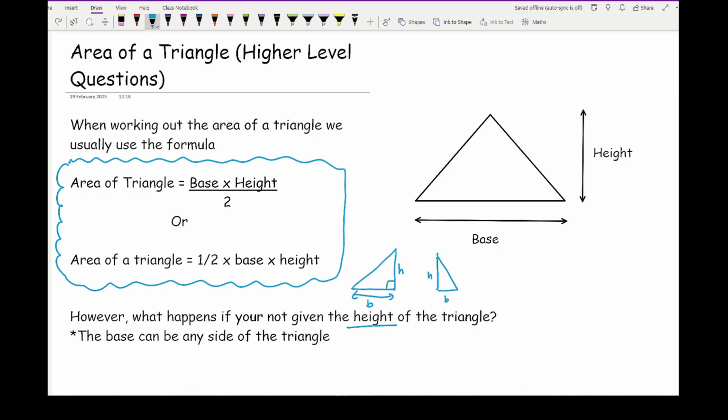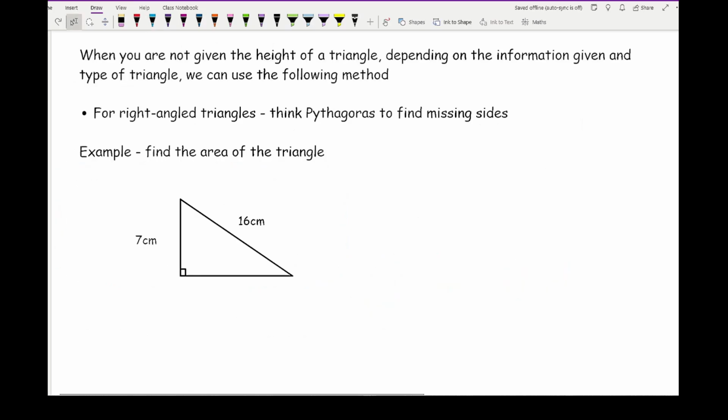Now obviously that doesn't apply when you're given a non-right angle triangle, where any of those sides could be the base, but then whichever you choose, if you lay that horizontally, then the height will be the perpendicular distance from that base to that opposite point. Now when you're not given the height of a triangle, depending on the information given and the type of triangle, we can use the following methods.